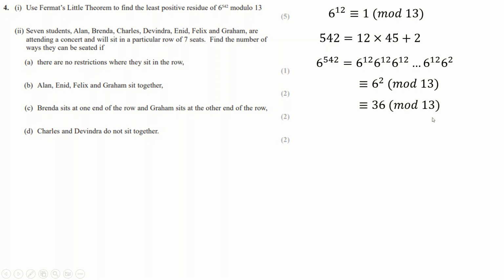6 squared is 36. 13 times 2 is 26. This is 10 mod 13, and we'll have an answer of 10. Good.